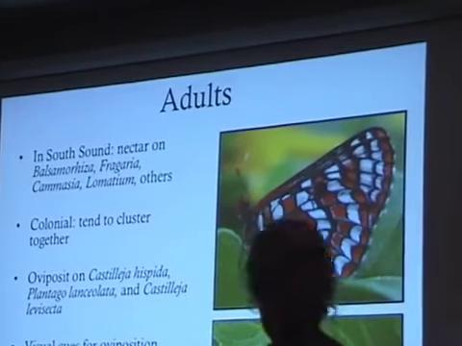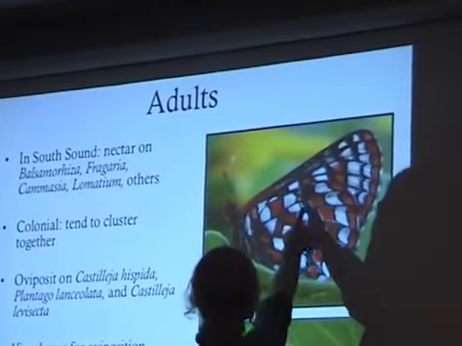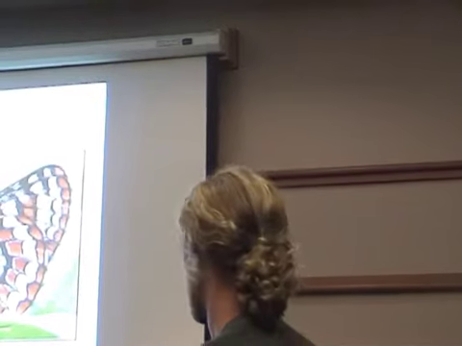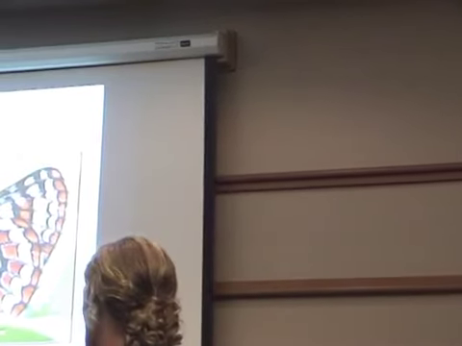In terms of identification for Euphydryas editha, this line right here is referred to as the editha line, and if it's got some orange in it going all the way down the hind wing, then you've got Euphydryas editha. So that's how to tell it apart from many other Euphydryas that it can co-occur with.